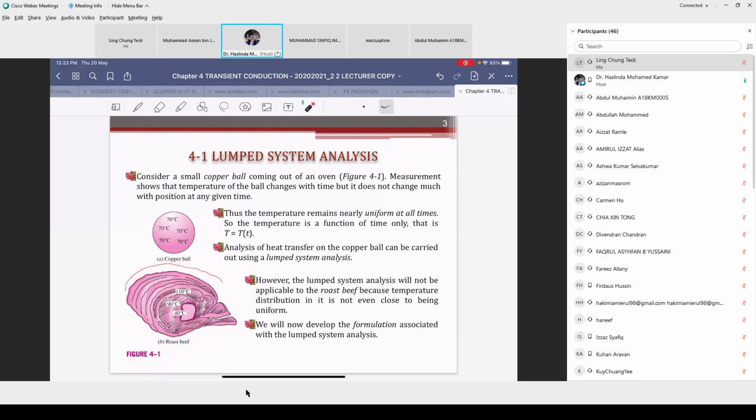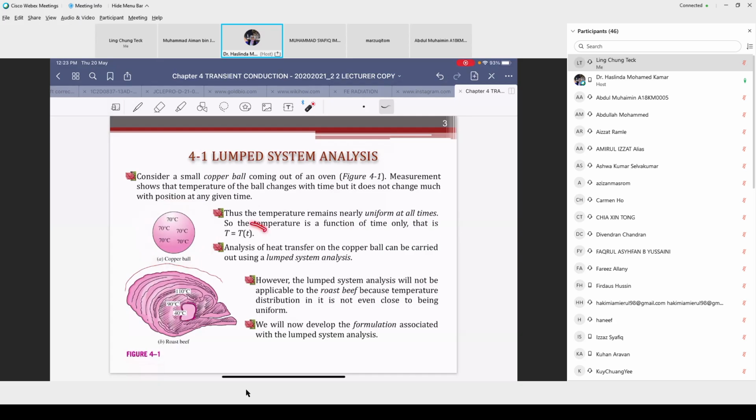Tetapi we can use lumped system analysis for estimation, just approximate. Tak ada masalah, it's okay. But maybe it's not accurate. But it can be used for a copper ball type of medium.